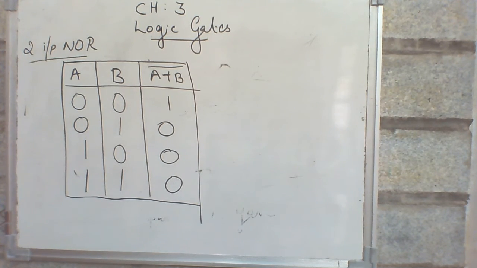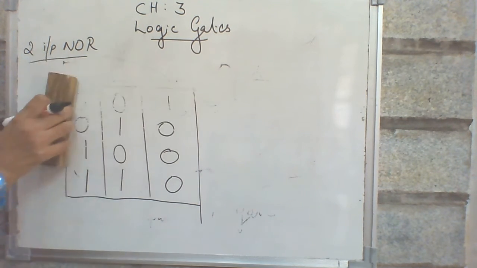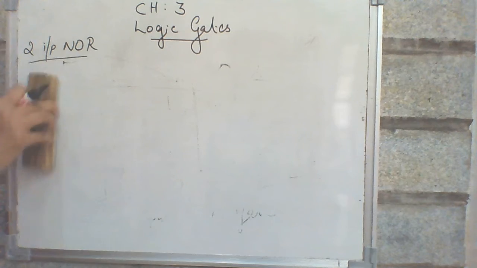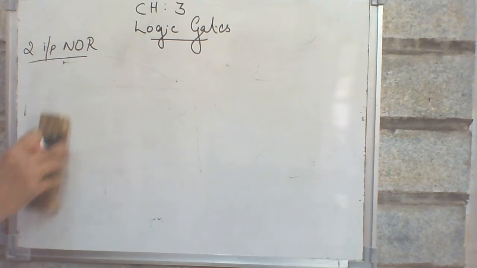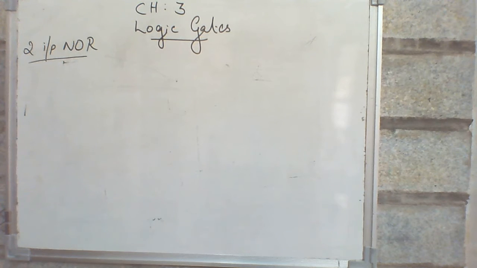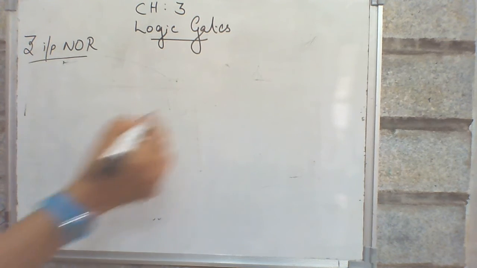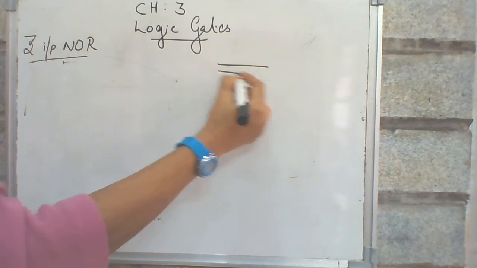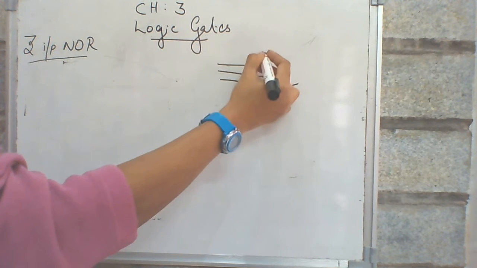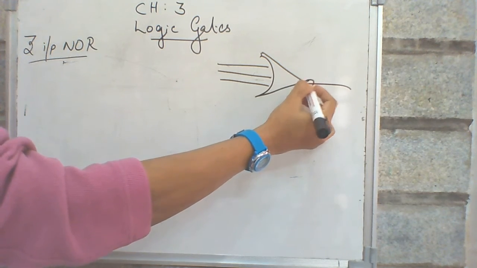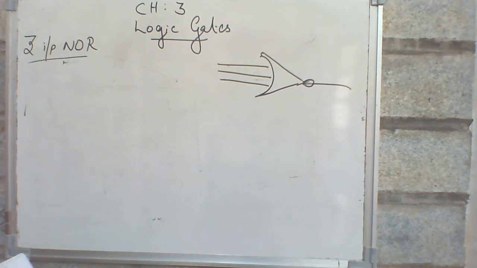Then next, 3-input NOR gate. What's the difference between 2-input NOR gate and 3-input NOR gate? 3-input means how many inputs will be there? 3 inputs. Then how can we draw the logic gate diagram? Like this. First you need to draw the OR gate, then one small bubble. That is the representation of 3-input NOR gate.